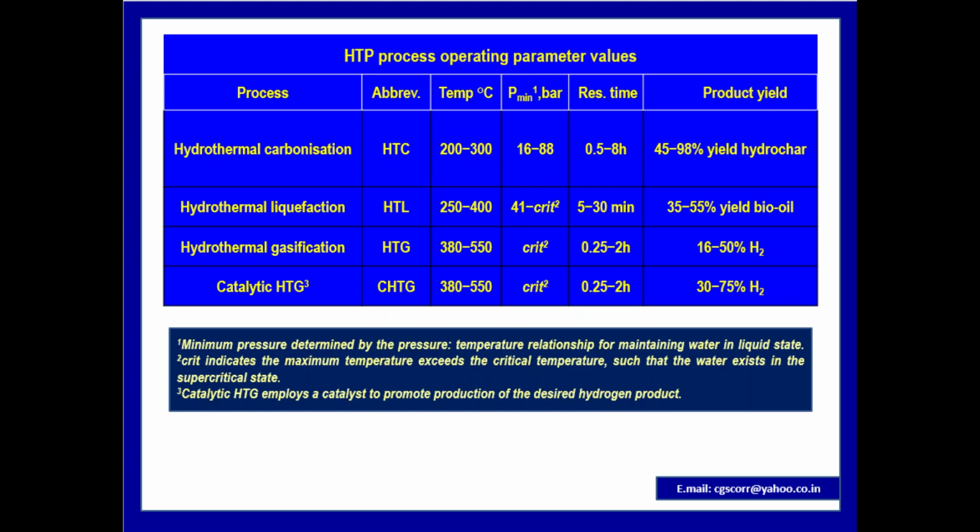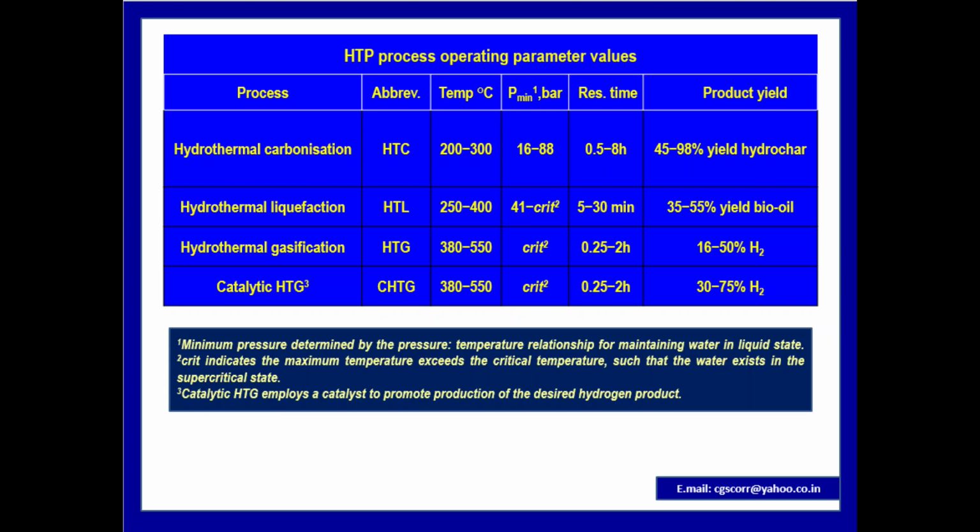Next one is hydrothermal liquefaction, shortly called HTL. Temperature range 250 to 400 degrees centigrade. Pressure minimum 41 to critical pressure. That is, critical indicates the maximum temperature exceeds the critical temperature such that the water exists in the supercritical state. And residual time 5 to 30 minutes. Product yield 35 to 55% yield bio oil.